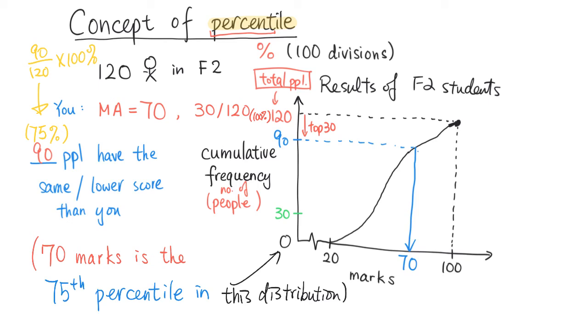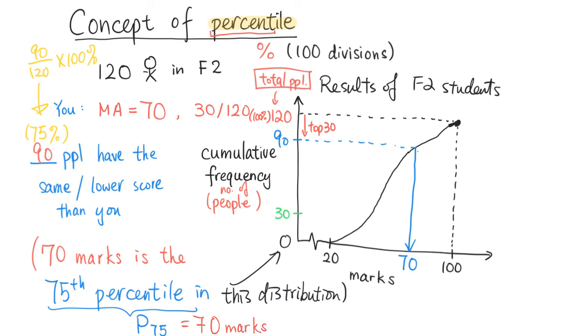We have some shorthand for you to write fewer words. The 75th percentile is rewritten as P75. P is for percentile, a capital letter, and the 75 is written as a subscript, a smaller number under it. That equals 70 marks. Remember, we are talking about how many marks you get.